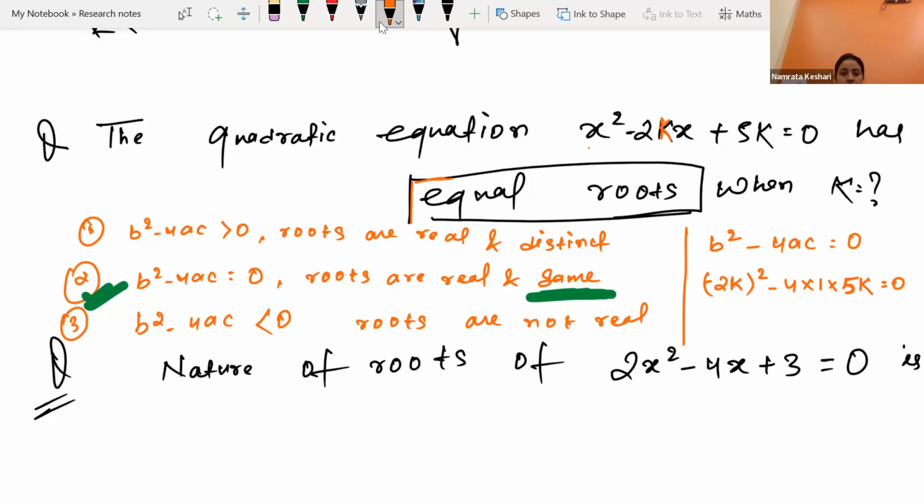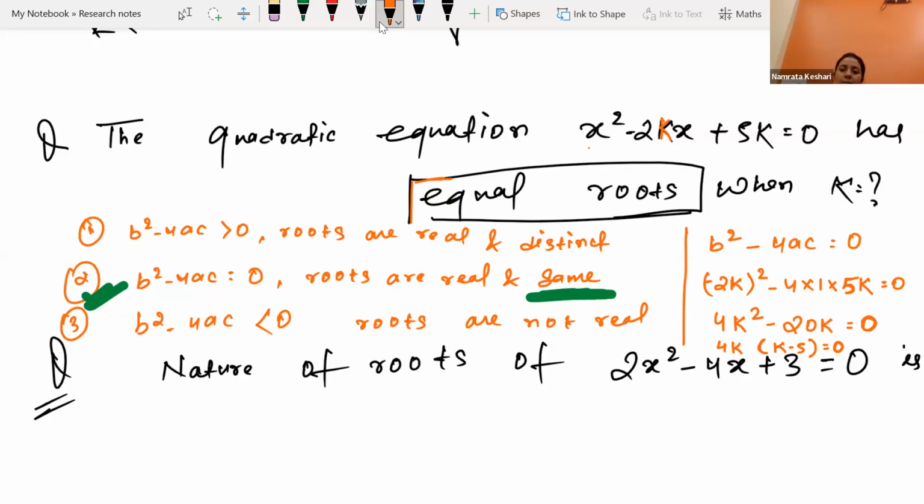Ma'am, k is 16. Yes, everyone is getting k as 16. Here we can take 4k common, and we will have the factor k minus 5 equals 0. Please check. I can say that k is 0 or k is 5. It is not 16. Rest of the students, are you even doing it? What did you get for k? I also got k as 16.